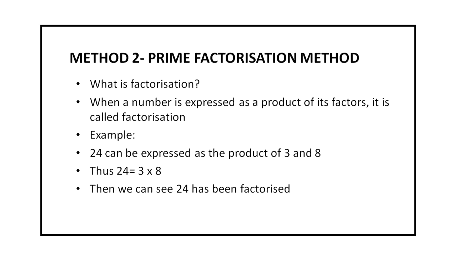When a number is expressed as a product of its factors, it is called factorization. Example, we can see that the number 24 can be expressed as the product of 3 and 8. 3 and 8 are the factors of number 24. So whenever we are able to represent a number using the product of its factors, it is called factorization. Thus, we can write 24 as 3 into 8. And this is how the number 24 has been factorized.